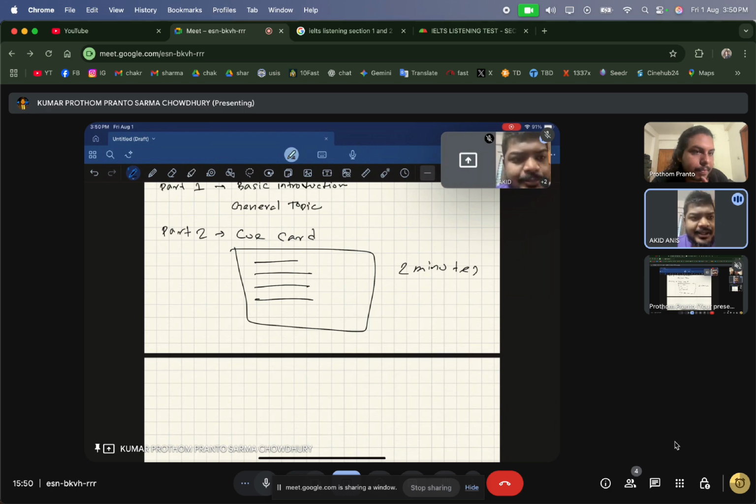Sir, will there be a lot of cards in front of me, and I can choose one? No, you don't have to choose. Only one card will be handed to you. So in the card, what will be written, sir? The questions will be written, like describe a famous person you really admire, and when you are describing this person, you have to mention these topics, right?